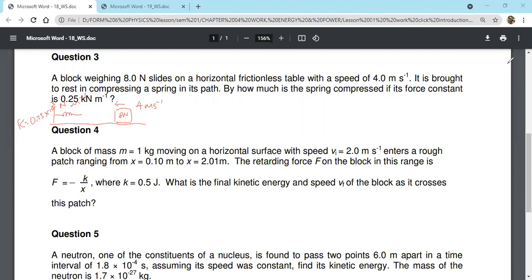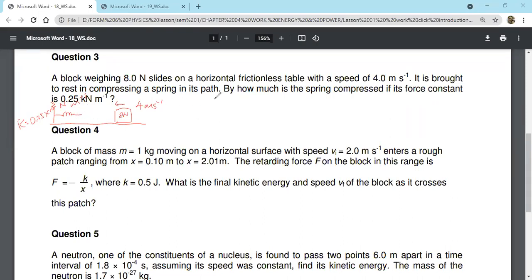First, the kinetic energy of the block will convert to potential energy. The loss of the kinetic energy, because at the end it will stop, will be equal to the gain of the elastic potential energy of the spring. What we want to find is by how much the spring is compressed, given the force constant. That means we want to find x.